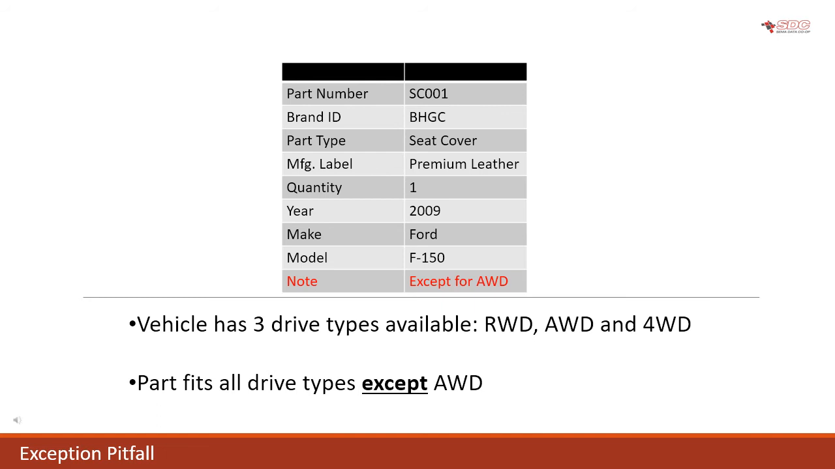So as we mentioned with submodels, the proper strategy here is the same. We want to create an application for each drive type that the product will fit and omit the drive type that it does not fit. Then there's no question as to whether or not it's going to fit a certain drive type.